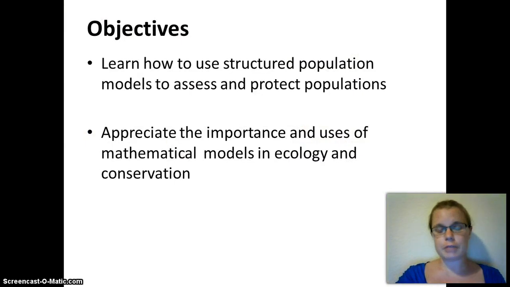So today our two main objectives are learning how to use structured population models, sometimes known as matrix population models, to assess and protect populations. Our secondary goal is that I really want you to come to understand the importance and the uses of mathematical models in ecology and conservation.